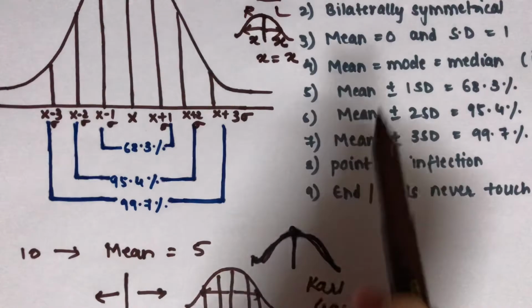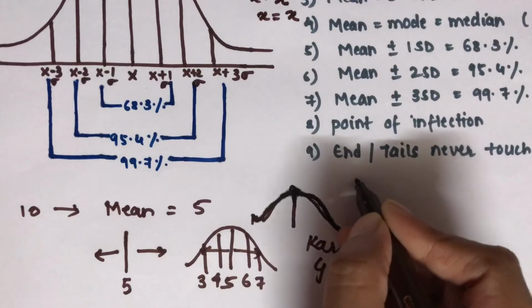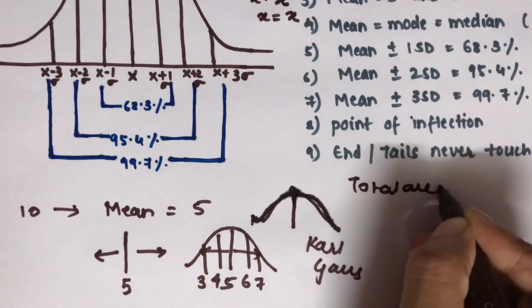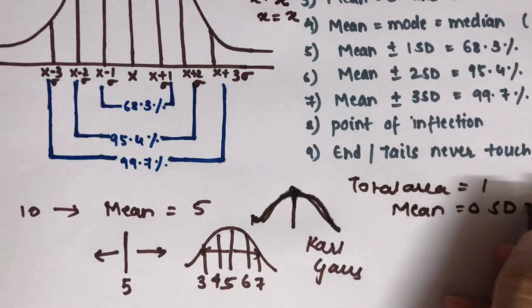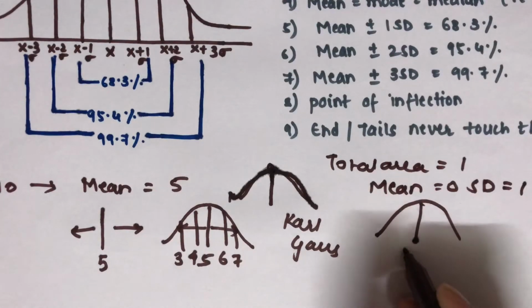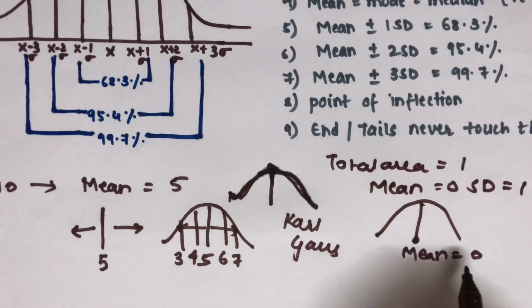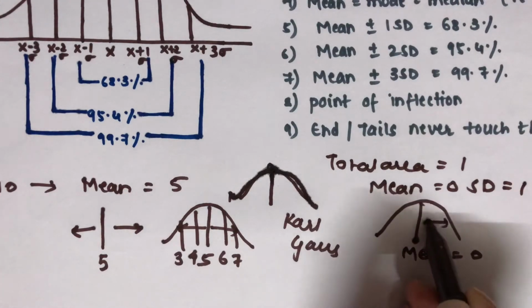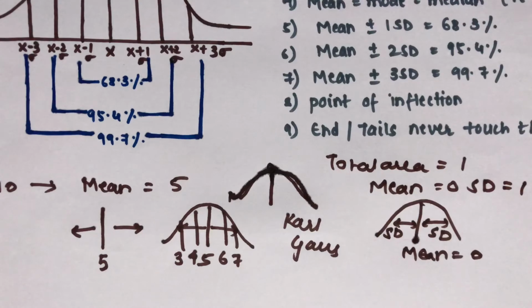Now the third feature is mean is equal to 0 and SD is equal to 1, which means the total area of the curve is 1, its mean is 0 and the SD is equal to 1. For example, in this curve, this is your mean. Suppose this mean is equal to 0. We are just supposing this, which is not practically possible. Still we are assuming the mean is 0. These are your dispersion, your standard deviation, on either side of your mean. This is the dispersion of the individual values on both sides of the mean.